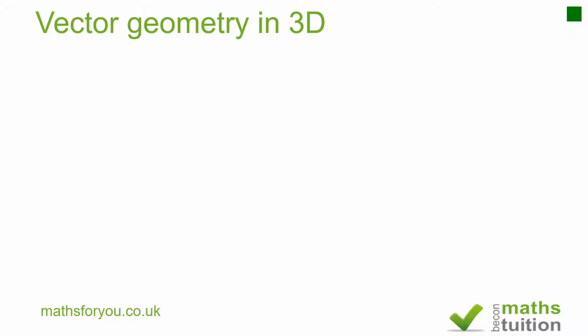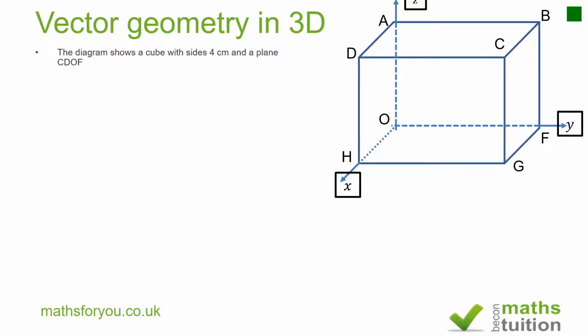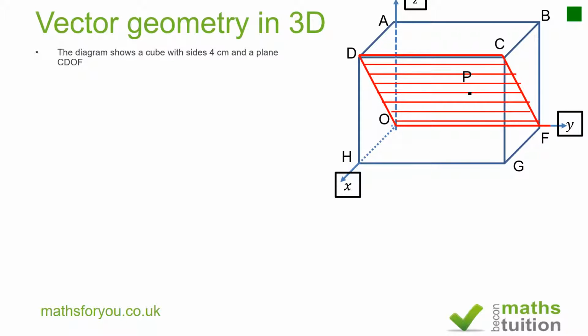Well, hello and welcome to this exercise on vector geometry, an AS or additional mathematics type question here. It says the diagram shows a cube with sides 4 centimeters and a plane CDOF. And on this plane here, we've got a point P.